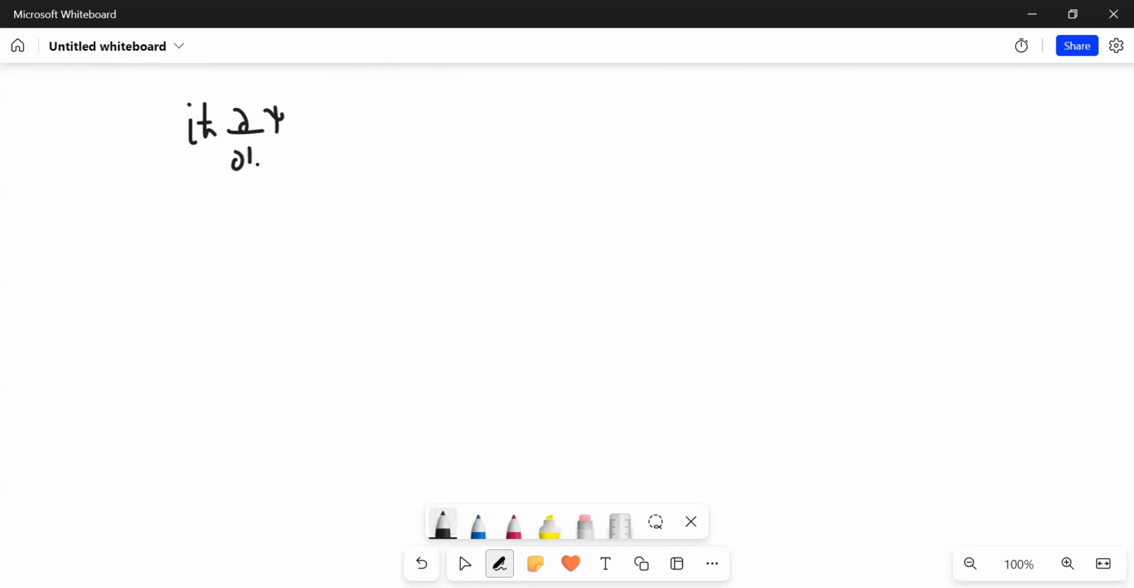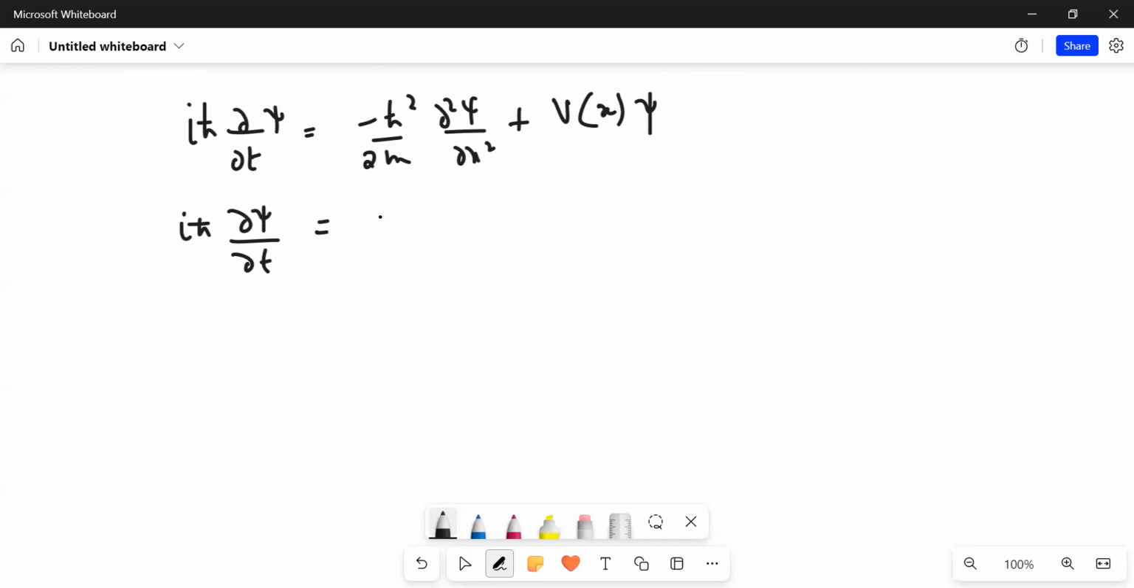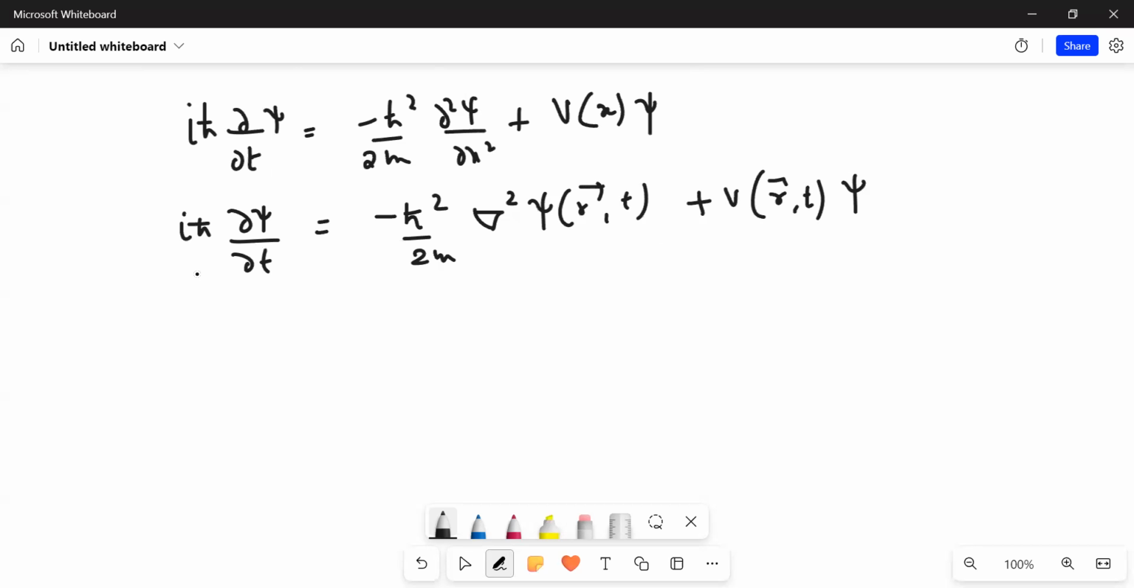del psi upon del t, minus h ket square upon twice m, del square psi upon del x square, then V as a function of x, and psi. If I want to write this equation in 3 dimensions, this would be del psi upon del t, minus h ket square upon twice m, and then del square psi as a function of 3 dimensions, let's say r and t, plus V as a function of r and t, and then psi. Right? If I'm not making any mistake till now, this is fine. Let's say this is equation number 1.